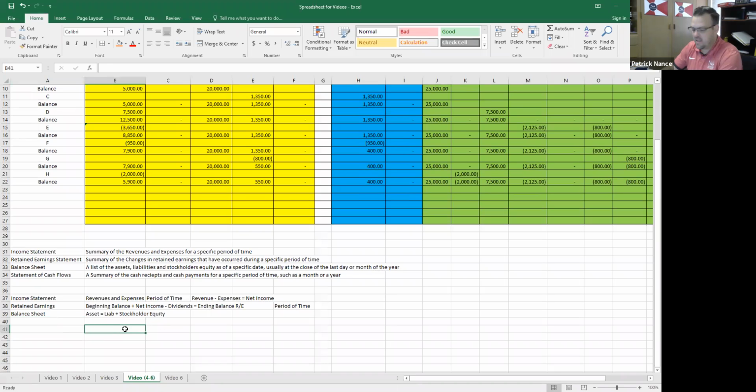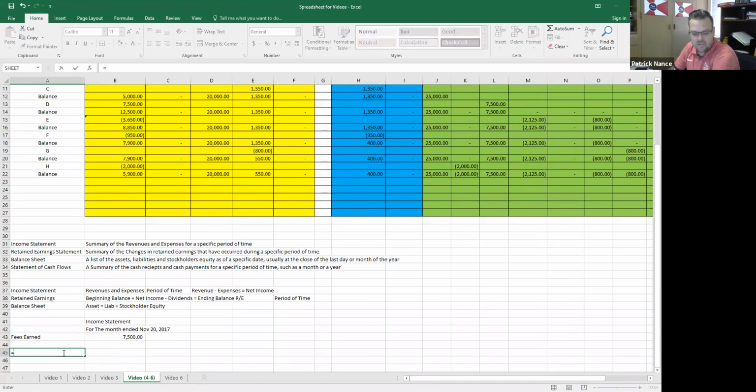So for my income statement, and this is a brand new company, the month is ended, so it's for the month ended November 30th, 2017. And as I said, we start out with our revenues, which in this case is fees earned. My fees earned was $7,500.